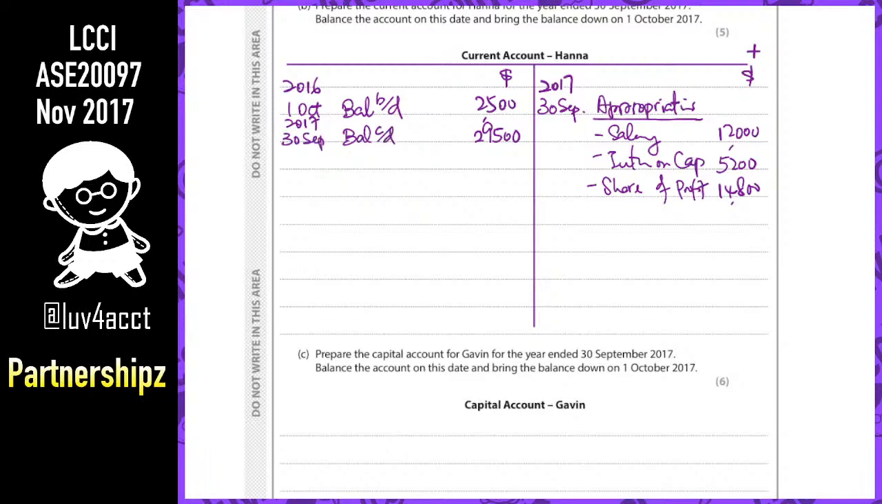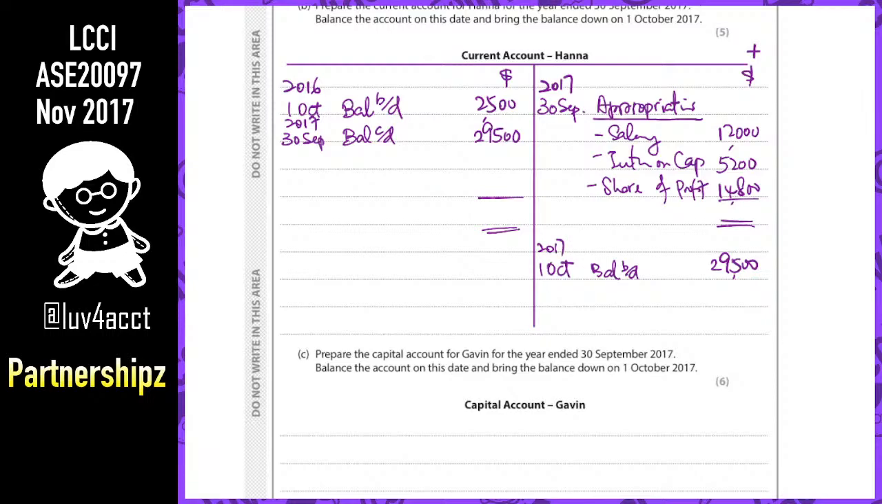Again, it would be a little bit different from the answer key from the mark scheme, because our interest on capital is different and because our appropriation is different. 29,500. Balance brought down year 2017, 1st of October.